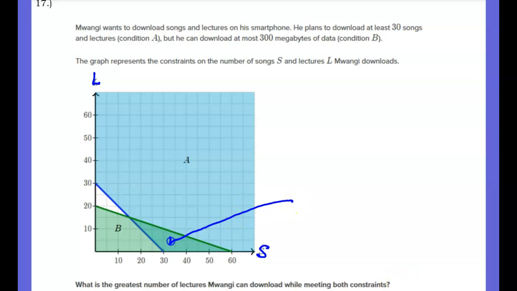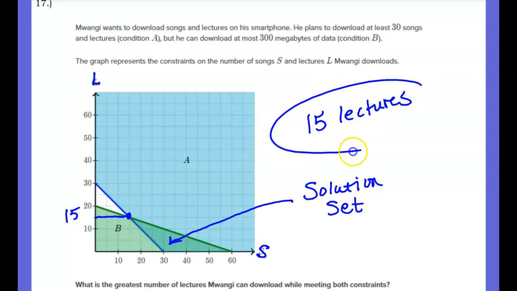Well, both constraints are right in here. Here's our solution set. The question's asking, what is the greatest number of lectures? So we simply look at that area and we go to the highest point possible for lectures. Then we go over here and we can see it's 15. So this would be 15 lectures. That's the greatest number of lectures. For the greatest number of songs, we would go down here and look, it would be 60. But he wouldn't have any room for lectures. Make sure you look at and interpret the graph.